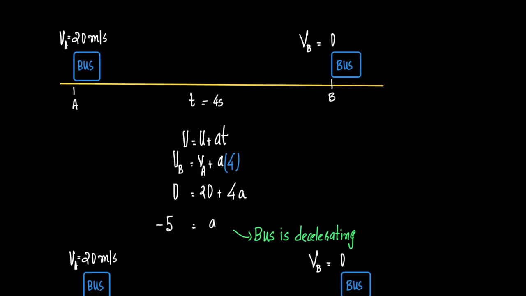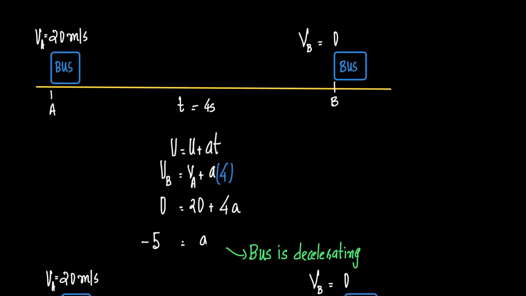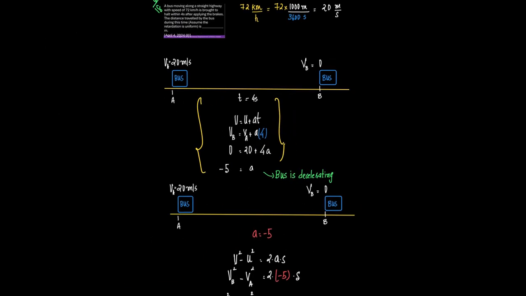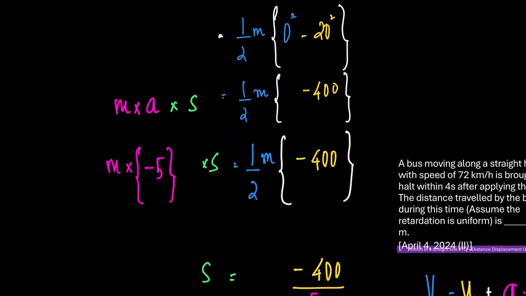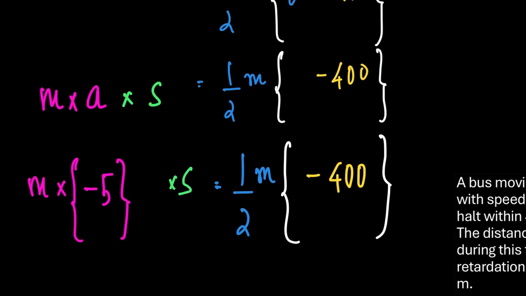which comes from this derivation over here, right? So this is what I said, that some portions of the solution will definitely make use of equations of motion. So we have here v is equal to u plus at. Time is given to be 4 seconds, and therefore acceleration is equal to minus 5. Now, with acceleration equal to minus 5, coming back to this derivation, what we get is m into minus 5 into s is equal to half into m into minus 400.